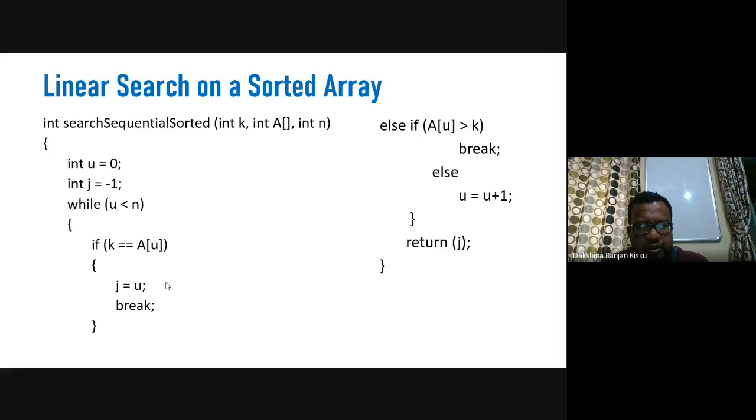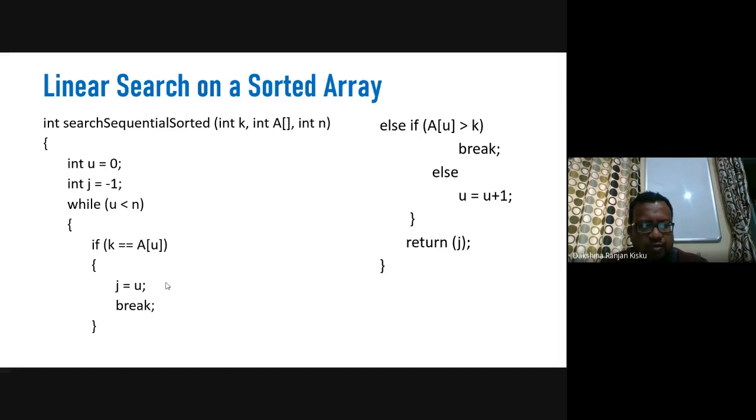That means we compare the given key value with each of the elements in the sorted array. Here the list is sorted, and the comparison will start from the beginning, or from the left side of the array, and then one by one the element will be compared with the given key value k. That is why we have initialized u by 0, and here u is compared with n.